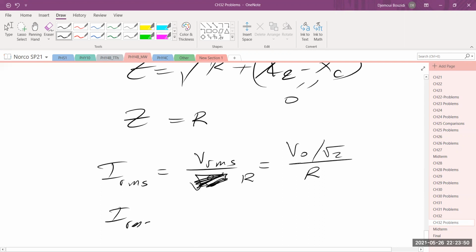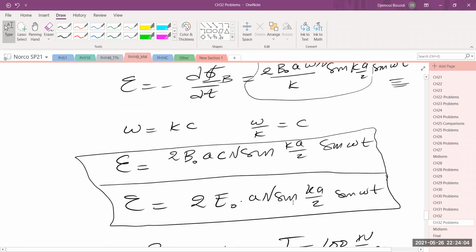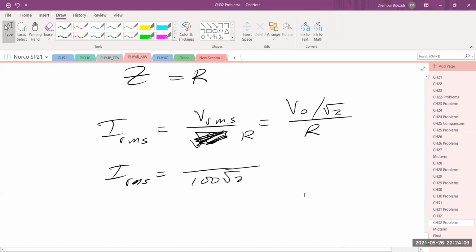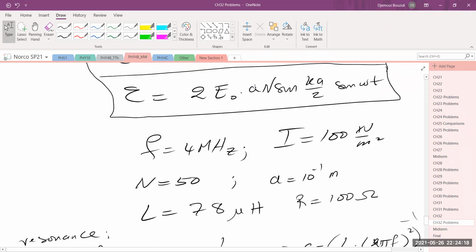So IRMS in this situation is going to be equal to 1 over R, which is 1 over 100, times V naught, with square root of 2 in the denominator first. V naught is the entire thing in here, including the sign, by the way. That is the amplitude of the signal. So it's going to be 2 times E naught times, oh man, I don't have E naught, do I? I need to find E naught. They didn't give me E naught. I have A, I have N, and A is 0.1, N is 50, and 2 times 50 times 10 to the negative 1. So there's some cancellations in there.